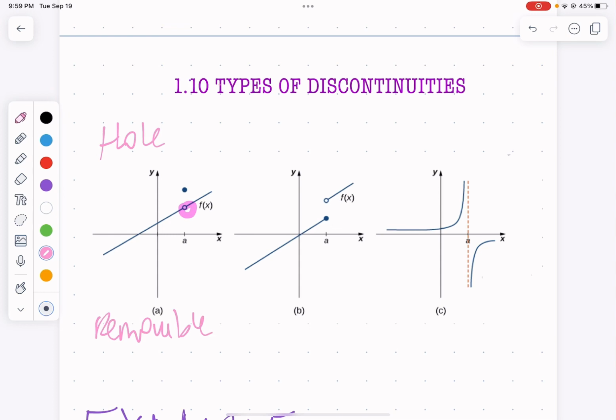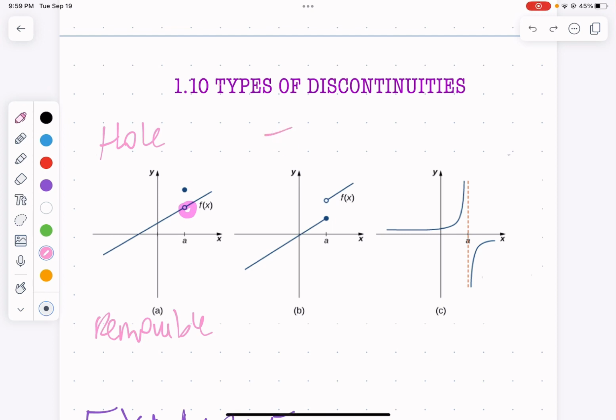It's called removable because you're able to plug in the hole when you want by just changing up a function. You can take it in and out. And just let it be known, I'll explain it in the next one, but this is not considered a jump discontinuity because there's no real break in the line.